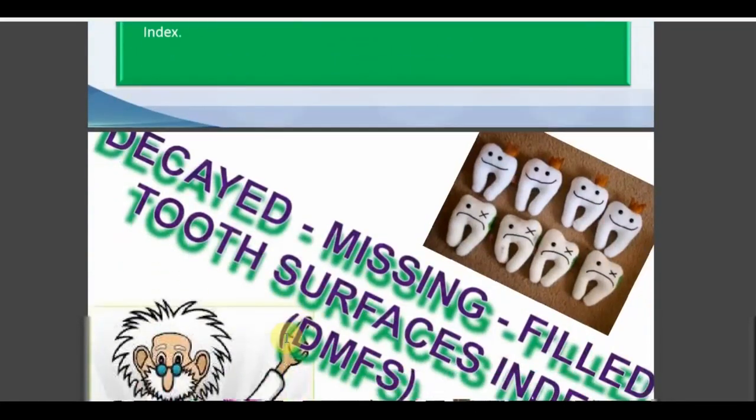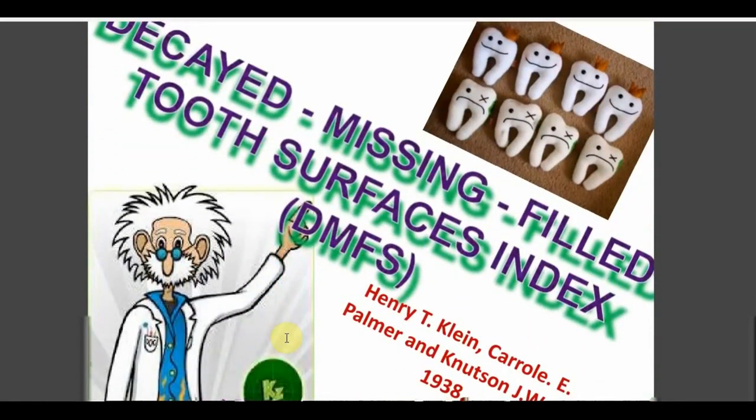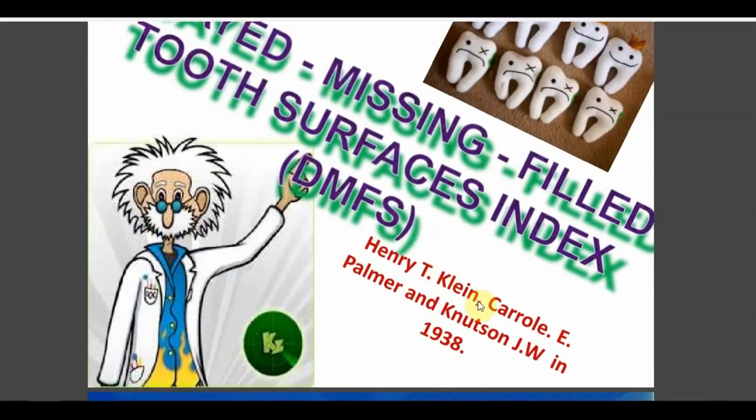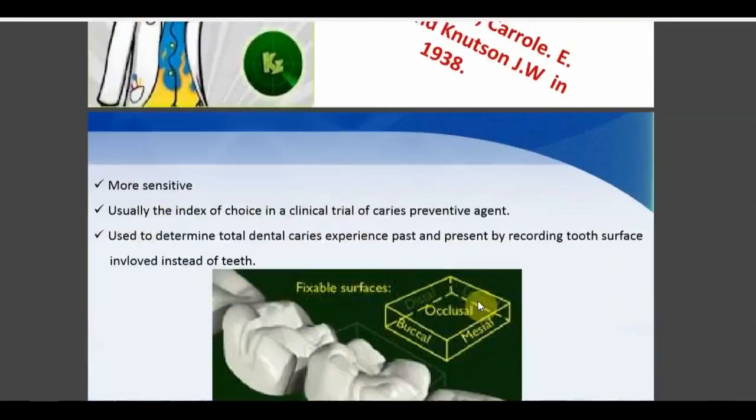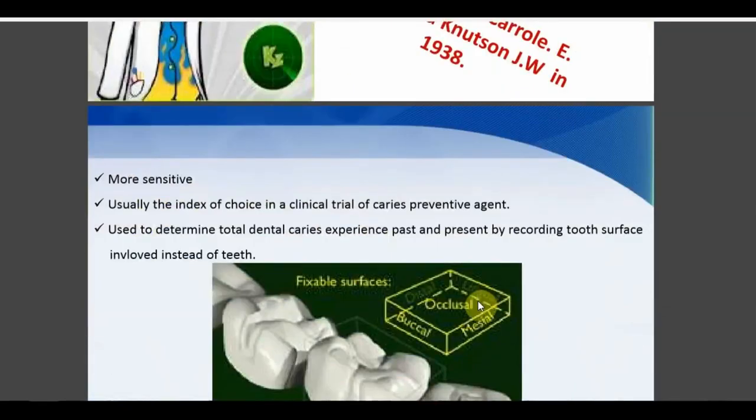So next is DMFS. Here, surface is included instead of tooth. It was given by the same authors, Klein, Palmer, and Knutson, in the same year, 1938, and it is more sensitive. It has an option to enter multiple categories in a single tooth. You can have both caries and filling on the same tooth.